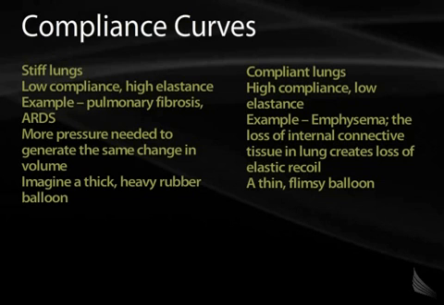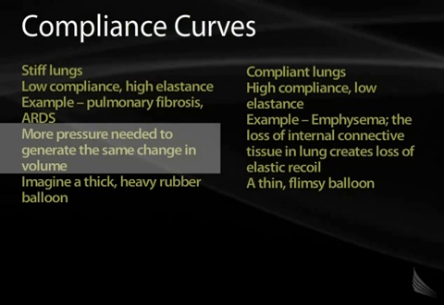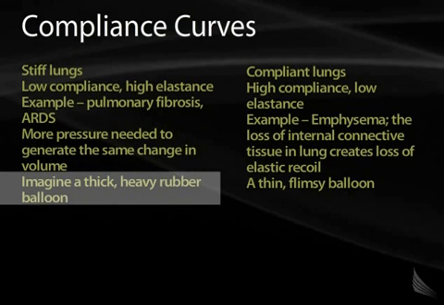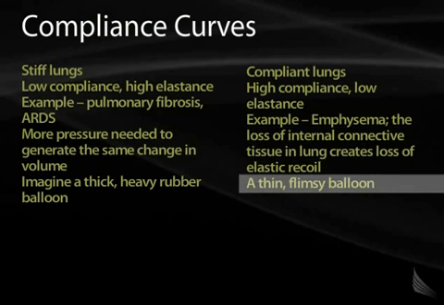Let's compare this. Stiff lungs: low compliance, high elastance. Examples of this would be pulmonary fibrosis or ARDS. You need a big pressure to get the same change in volume. You've got a thick, heavy rubber, tough to blow up balloon. Contrast this with very compliant lungs that have high compliance and low elastance. A good example of this is emphysema. With emphysema, you've got a lot of loss of the internal connective tissue, and this loss creates a loss of what's creating the elastic recoil pressures. This is a thin, flimsy balloon.